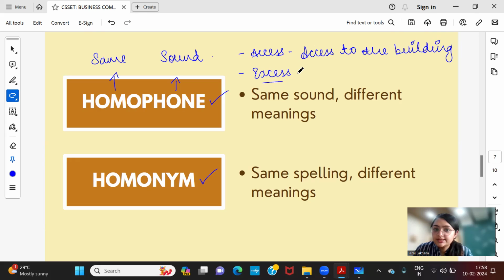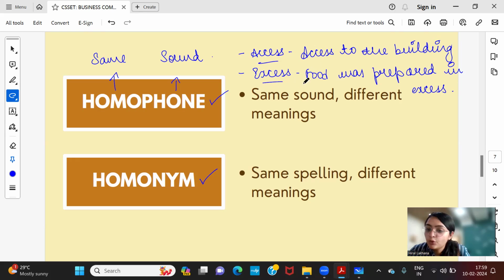However, excess means something that is prepared in extra of what was required. So we can say food was prepared in excess. Here, access and excess have more or less the same pronunciation. However, they have completely different meanings from each other. Similarly, we have bear and B-A-R-E, bare, which means that these words are exactly the same in pronunciation, but their spelling is different and also the context in which we use them is different.